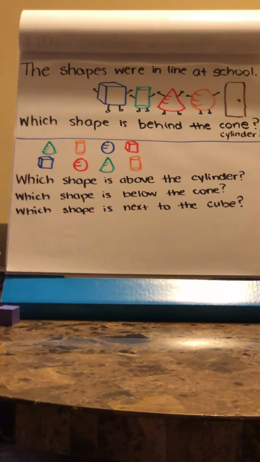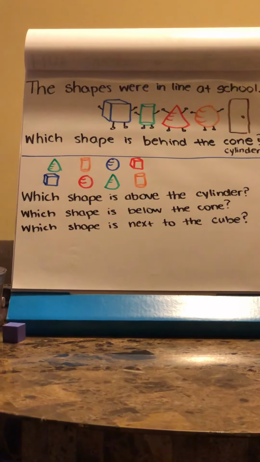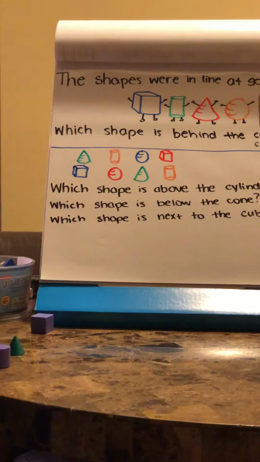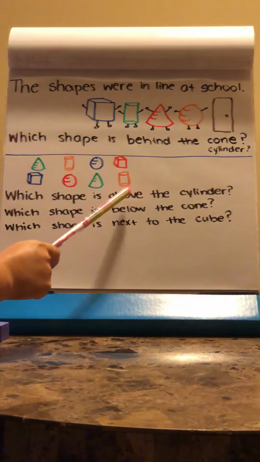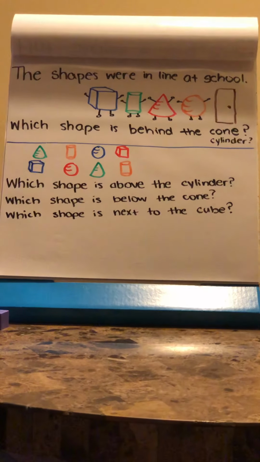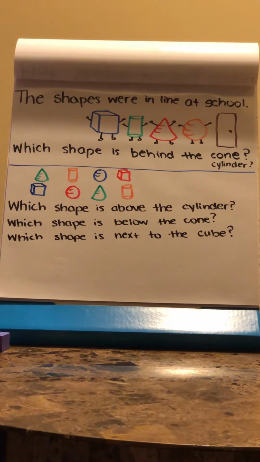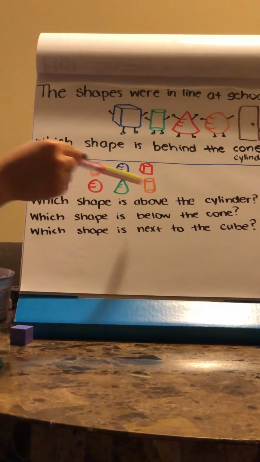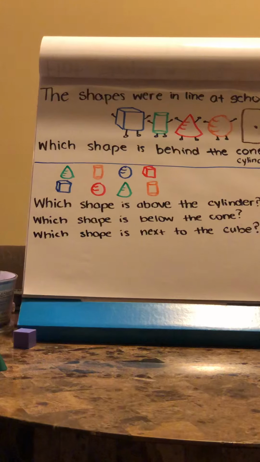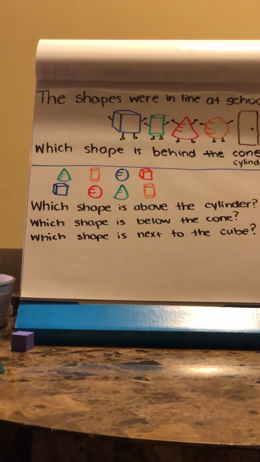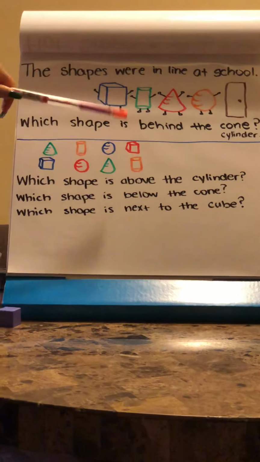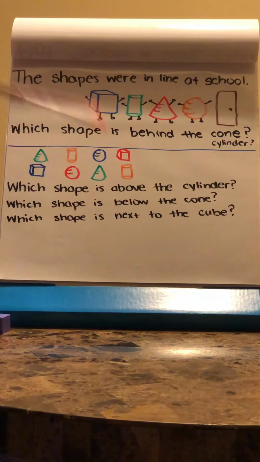All right, last thing. We're going to see which one is above, which one is below, and which one is right next to it. Here we go. Which shape is above the cylinder? Which one is above the cylinder? So we need to look at the bottom row, find the cylinder, and see which shape is on top of the cylinder, right above it. All right, if you said the red cube, you got it right. This is the cylinder, and the cube is above the cylinder.